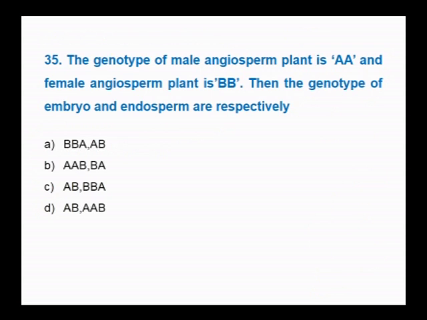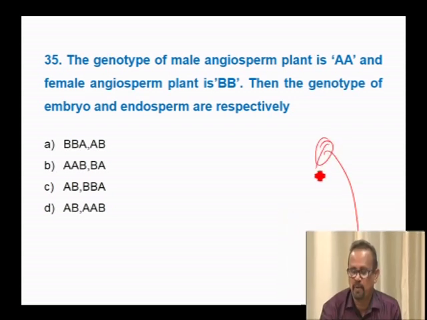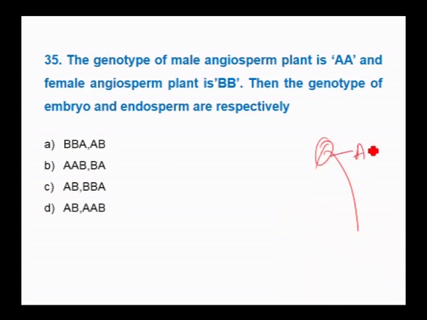Next question. The genotype of the male angiosperm plant is A, a diploid number, and the genotype of the female plant is... in the embryo sac we have B. Therefore, haploid number B, polar nuclei BB, egg B, synergids B. That is haploid. But here the pollen grains are A.